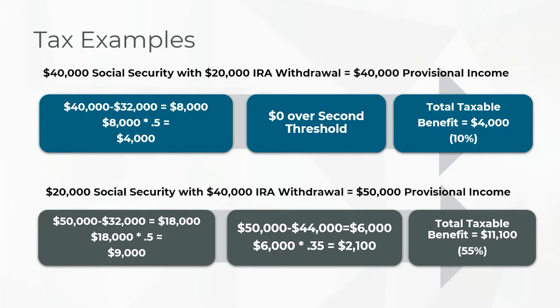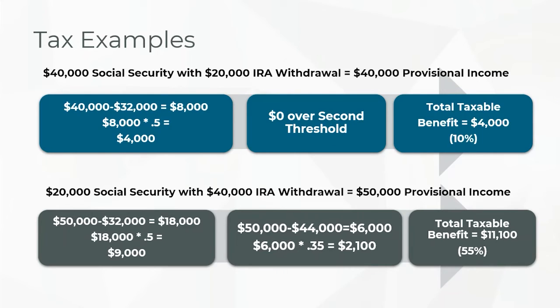Now, if we flip that example on its head and we have a larger Social Security benefit, in this case, $40,000 of Social Security, and the same $60,000 of overall household income. So we've got a $20,000 IRA withdrawal. Take half the Social Security benefit and add it to the IRA withdrawal, and that gives us $40,000 of provisional income.